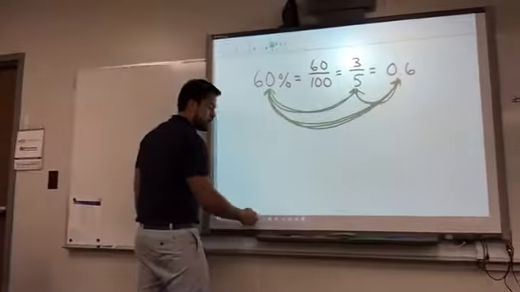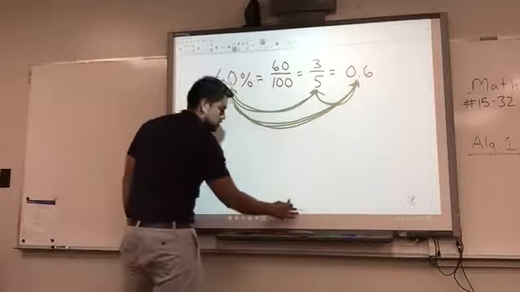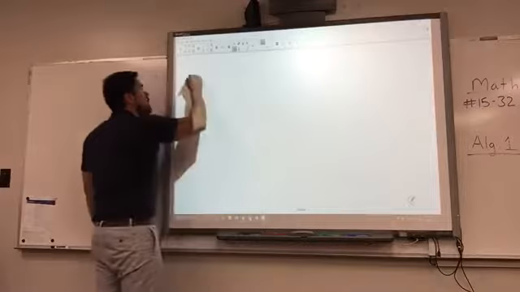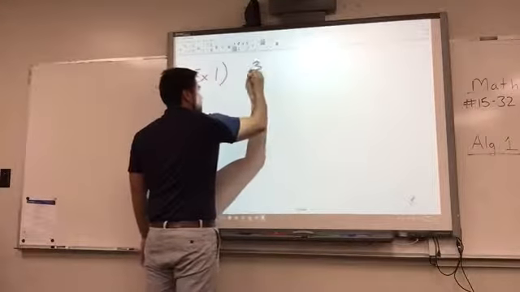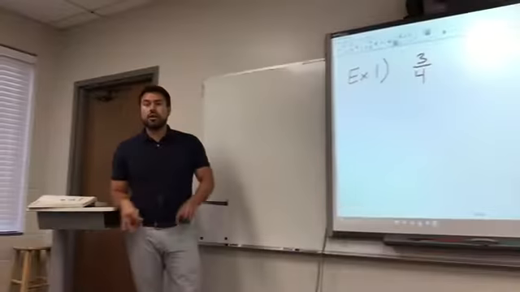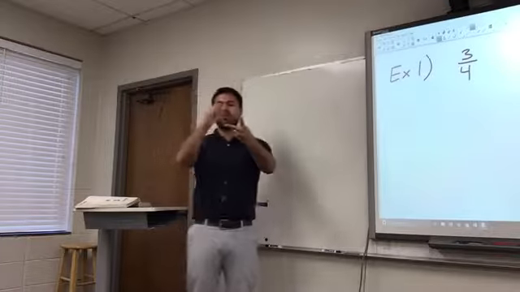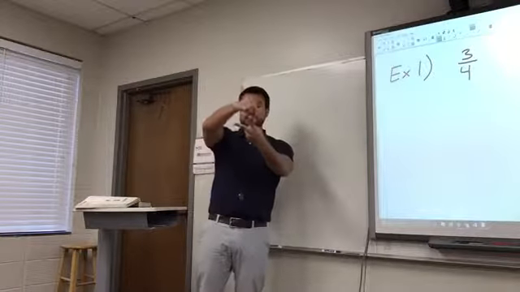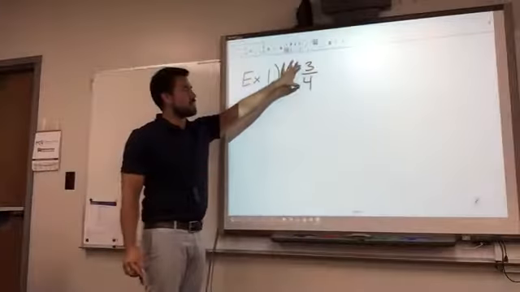So somebody read for me example number 1, please. Taylor? Write 3/4 as a percent. So we're starting nice and easy here. 3/4 as a percent. Okay, there are multiple ways to do this. I'm going to give you 2 ways to do it. You can use one or the other. Sometimes one is easier than the other, and vice versa. It's your choice. Okay, 3/4.